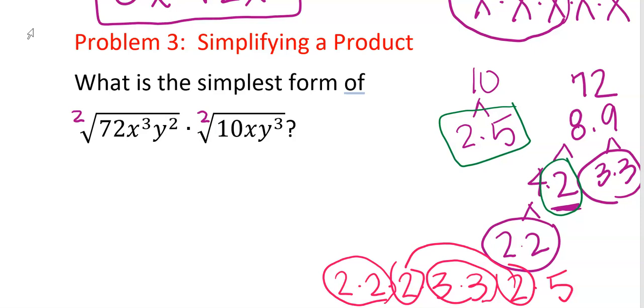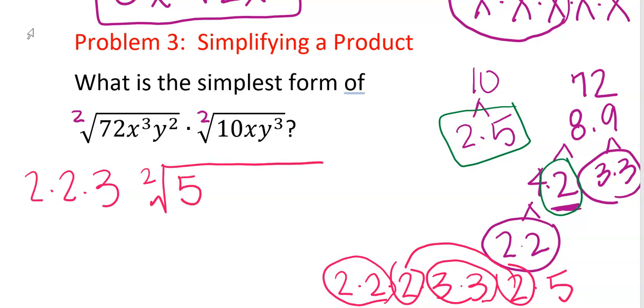So we have 2 on the outside, another 2 on the outside, another 3 on the outside. What do we do with all of those? Yep, we're going to multiply them. I'll do that in a second. 2 times 2 times 3. And then it's going to be square root. We still have a 5 left. And I haven't done anything with the variables yet.